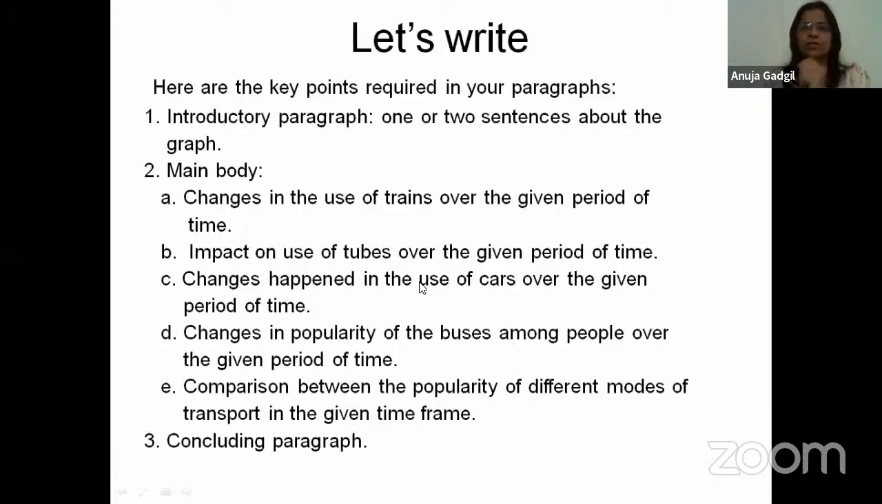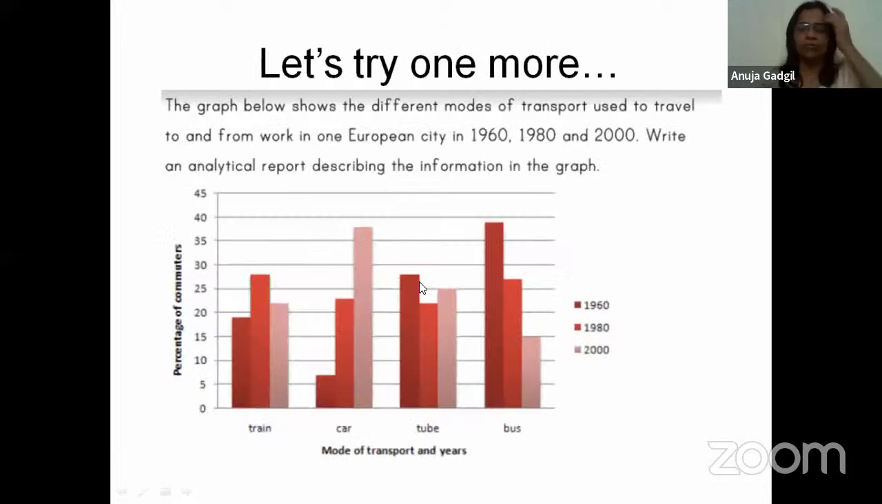Can you try this one? Now, I will give you some more hints, and you should write them on your own. How will you do it? You will write the heading, the title: modes of transport and years, bracket, 1960, 1980, and 2000, bracket complete.